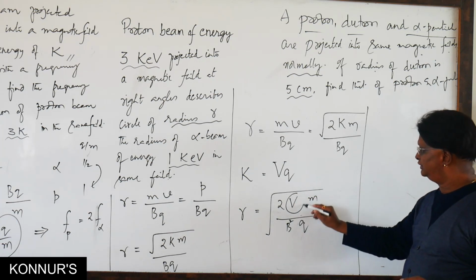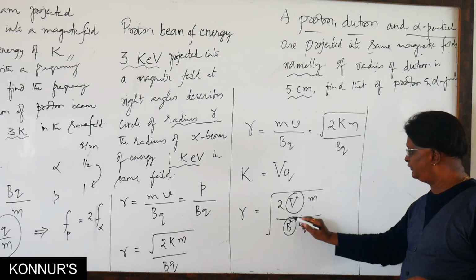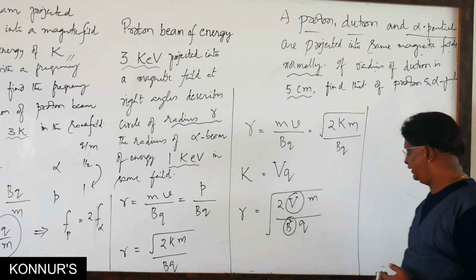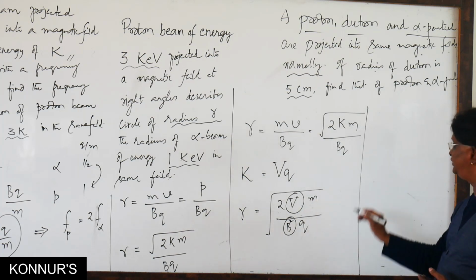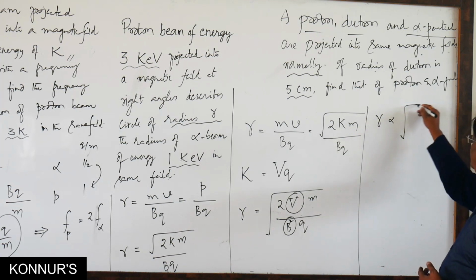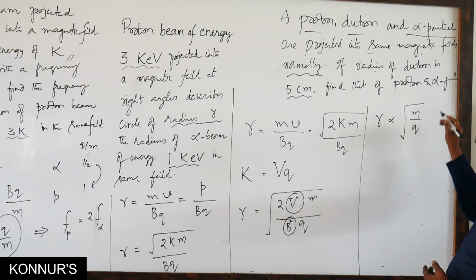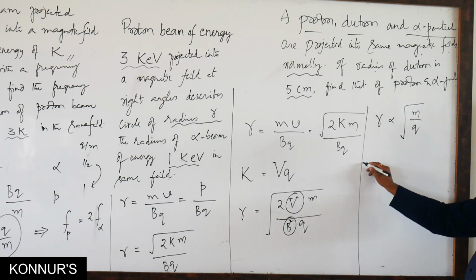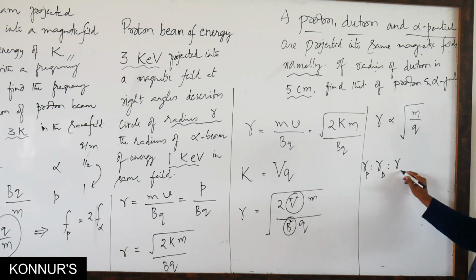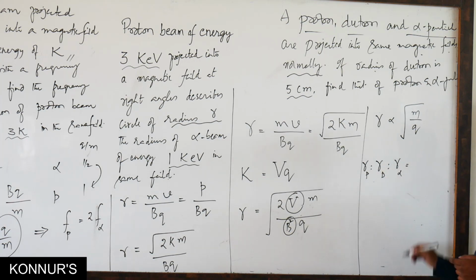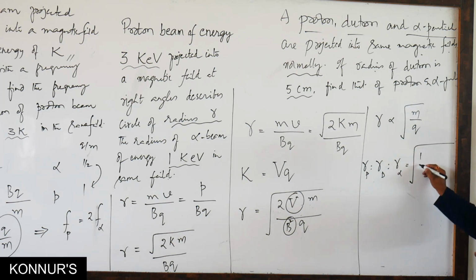Therefore, in the given example, V for potential difference and B for magnetic induction are the same for all three. Therefore, our result is R proportional to root of M by Q. Now I am writing the ratios for proton, neutron and alpha particle. Remember the numbers we gave in the tabular column? For proton, mass is 1 unit, charge is 1 unit. For neutron, mass is 2 units, charge is 1 unit. For alpha particle, mass is 4 units, charge is 2 units.